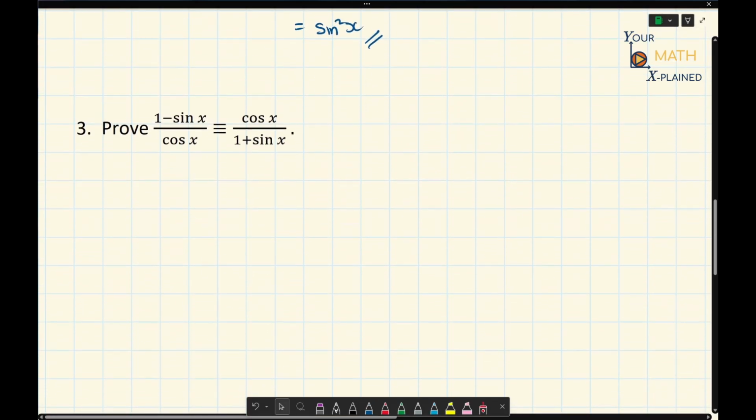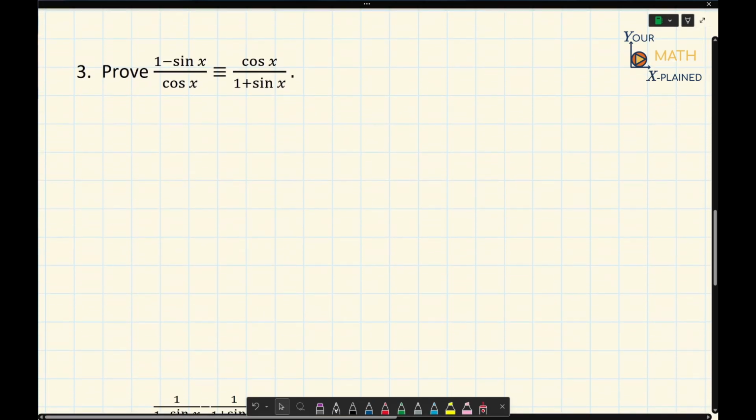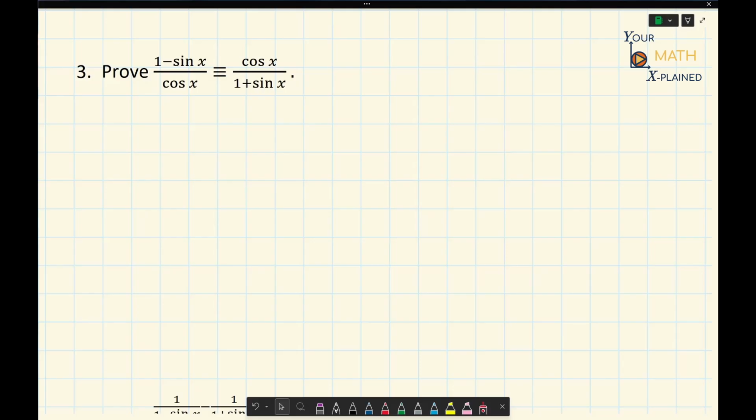For our third example, both sides look equally complicated. You can pick either side here, but we're going to pick the left-hand side. So we start with 1 minus sine x over cosine x. So this is the binomial that we were talking about earlier. So what we're going to do is we're going to multiply the top and bottom by the conjugate, which means we're going to take our 1 minus sine x over cos x and multiply it by 1 plus sine x over 1 plus sine x.